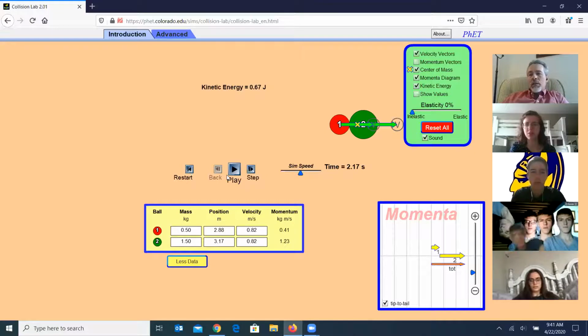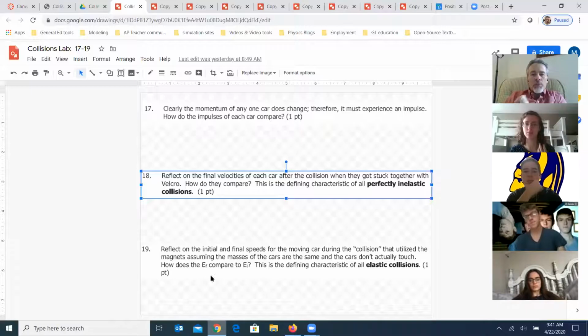They kind of stick to each other. Right. And so whenever you see perfectly inelastic, I want you to think of like Velcro or something where they get stuck together. So let's come back to that question. So think about the final velocity of them. After the collision, think about their final velocity. How did they compare?